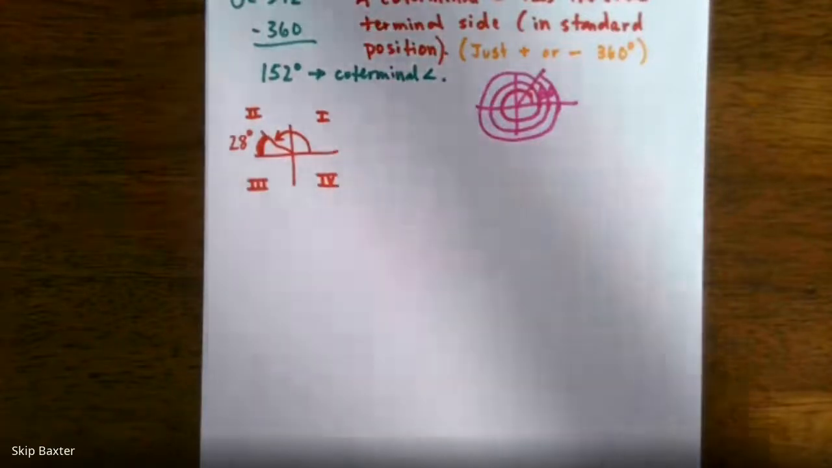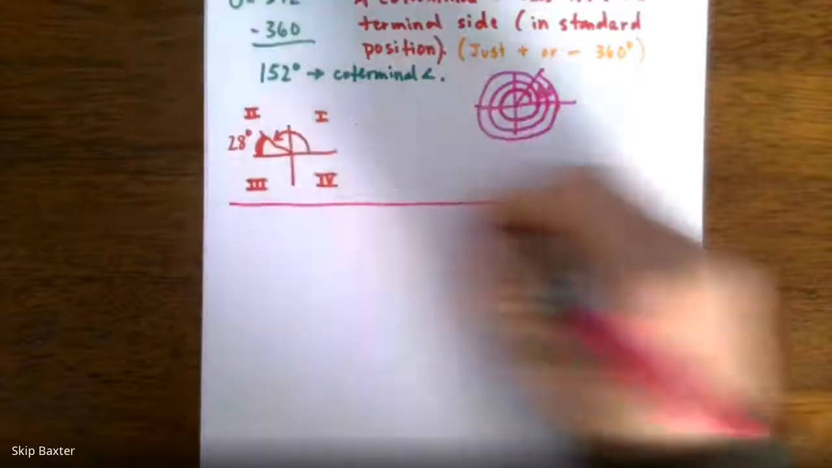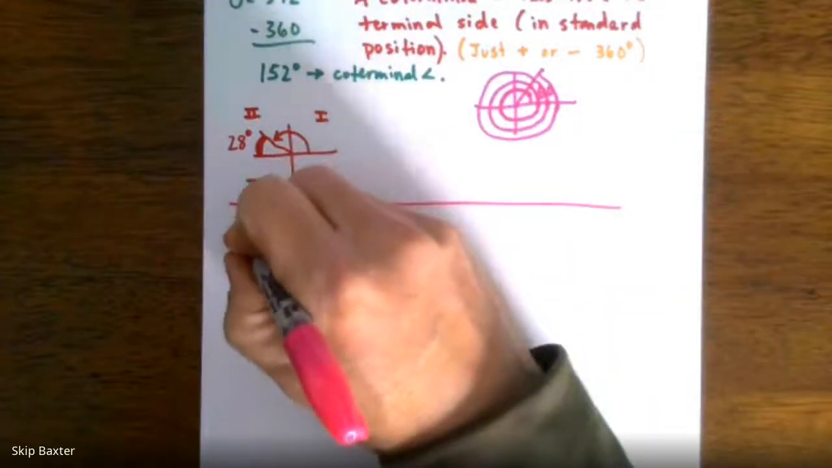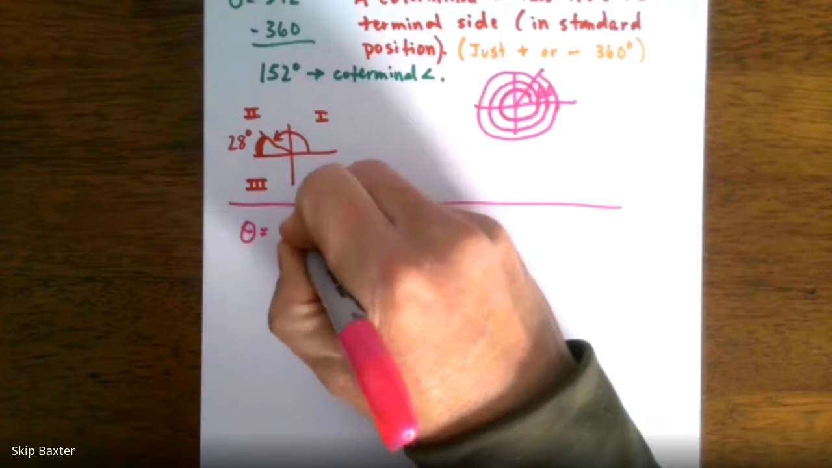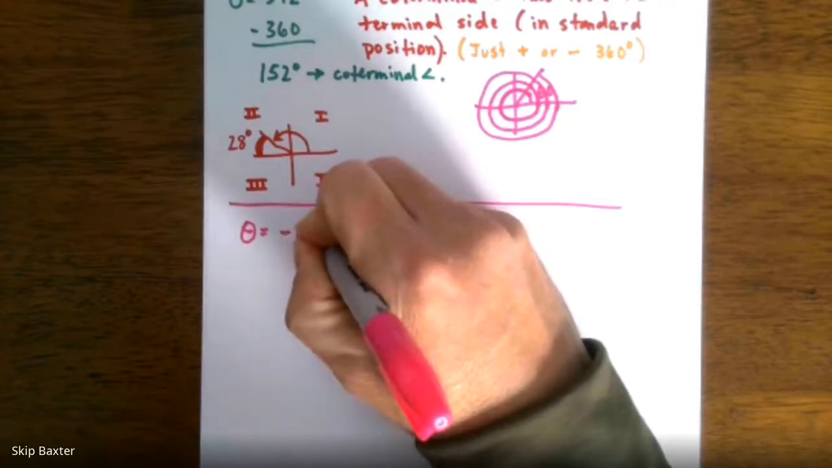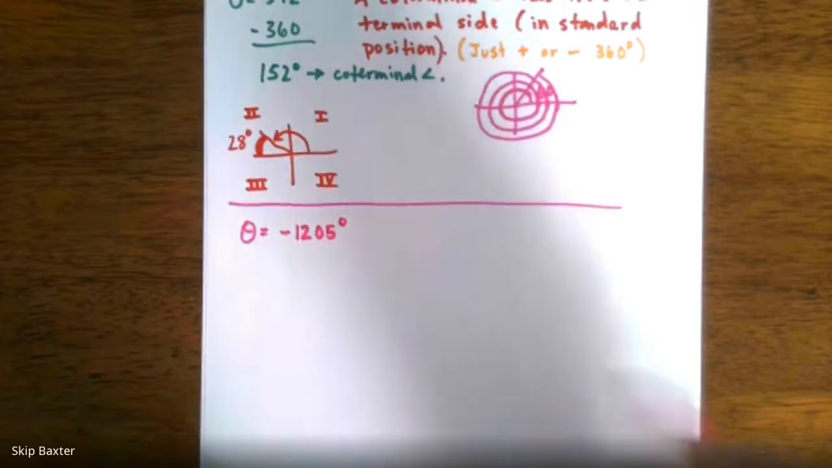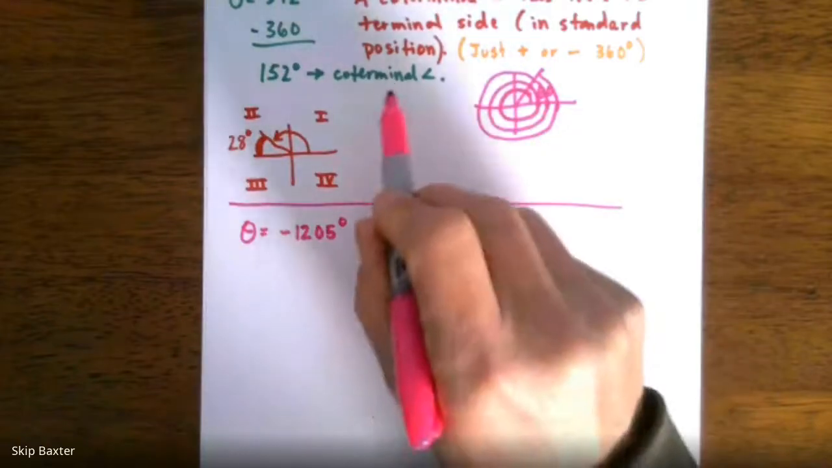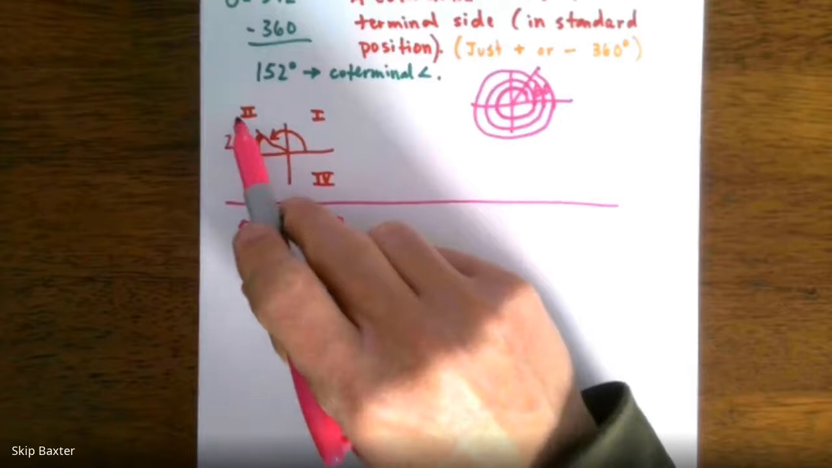So what if they gave you an even larger angle? Or maybe negative. What if they said something like theta equals negative 1205 degrees? Okay, same 3 questions. What's the coterminal angle between 0 and 360? What's the reference angle? And what quadrant does it lie in?